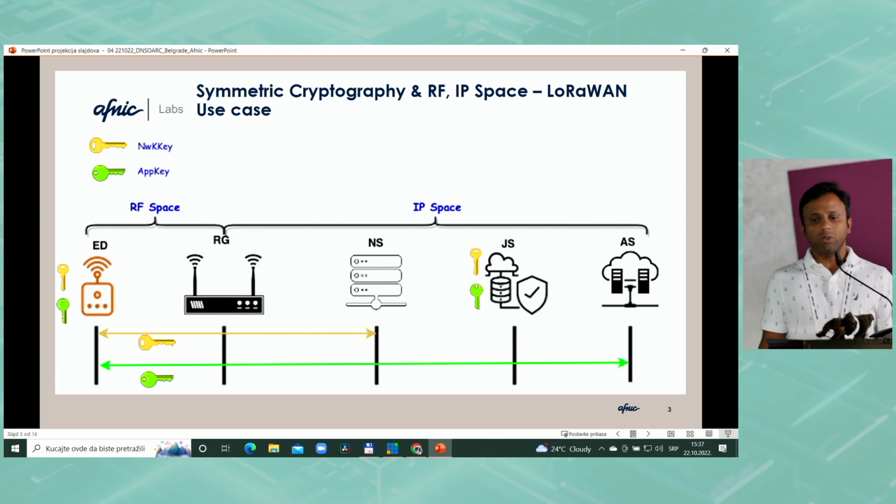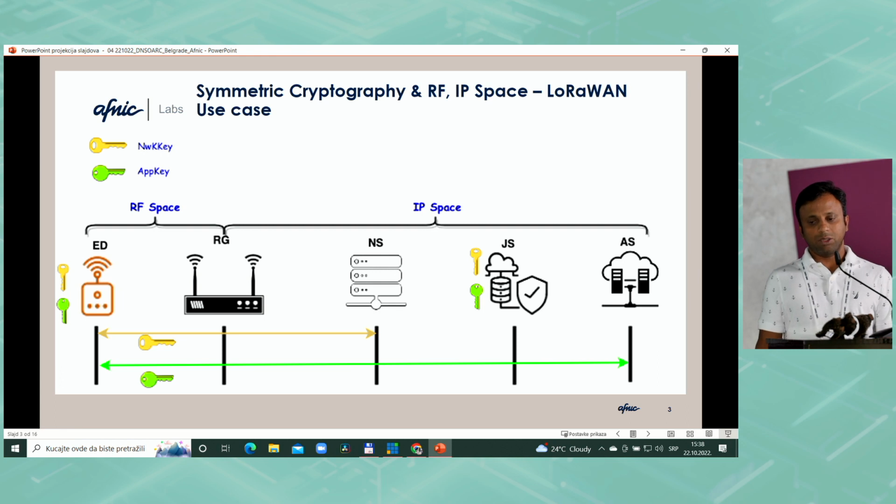I will start with a real use case. The network is called LoRaWAN, Long Range Wide Area Network, and it is used for many applications. I think around 30% of the applications are using LoRaWAN now, as per the market studies. So we take the use case of LoRaWAN for this presentation.